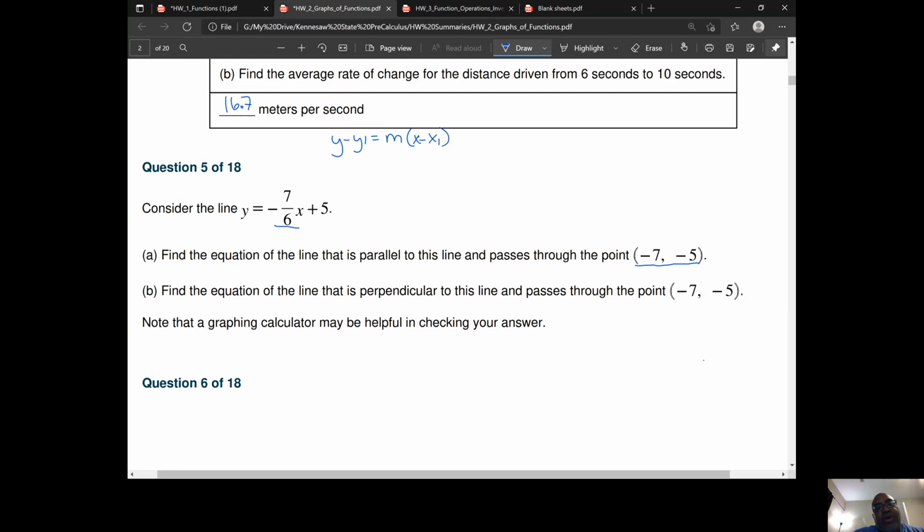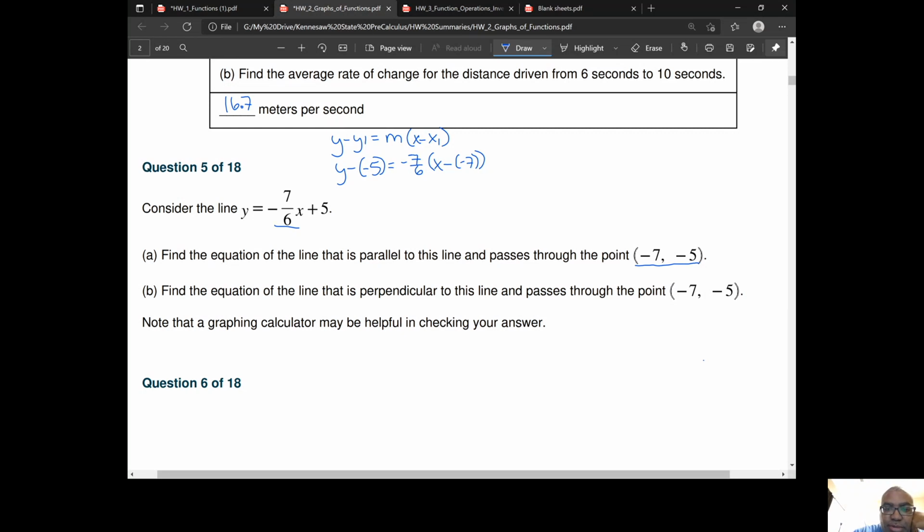This is an alternate way of doing what we did earlier, but it's less steps, in my opinion. But whichever one works for you. So for this problem, parallel means it has the same slope. So y minus y sub 1 is the y value. So y minus -5 is equal to -7 over 6 times x minus -7. The slope is the same slope as this.